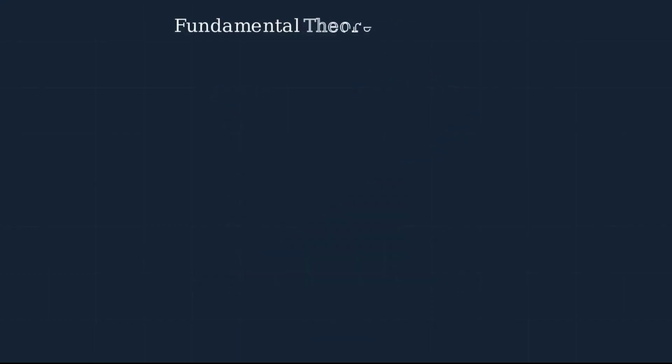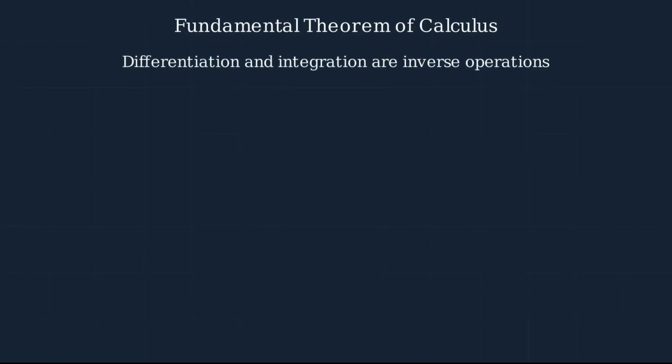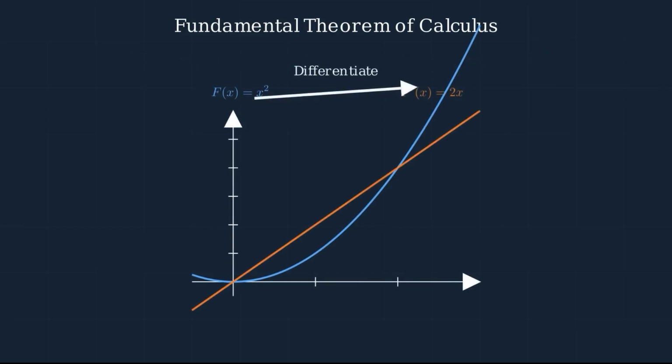The fundamental theorem of calculus connects derivatives and integrals as inverse operations. If we start with f of x equals x squared and differentiate, we get f prime of x equals 2x. Conversely, if we integrate f prime of x equals 2x, we get back to our original function f of x equals x squared plus a constant. This is the essence of the fundamental theorem of calculus. Derivatives and integrals are inverse operations.